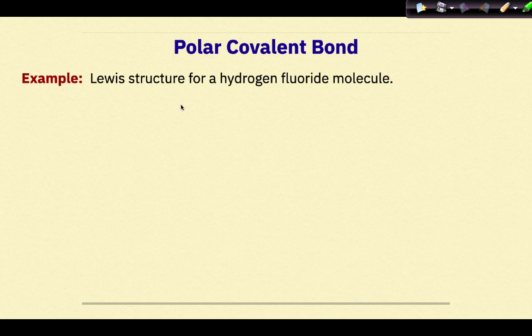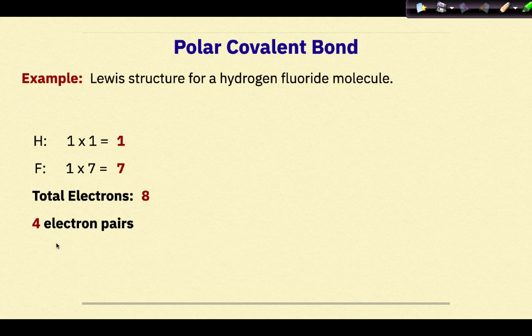Let's look at an example. Lewis structure for a hydrogen fluoride molecule. In this scenario, we'll have a hydrogen with one valence electron, giving us a total of 1 electron from the hydrogen. The fluorine has a total of 7 valence electrons, 7 electrons to work with here. If we add them together, we'll get a total of 8 valence electrons, or the equivalent of 4 electron pairs.